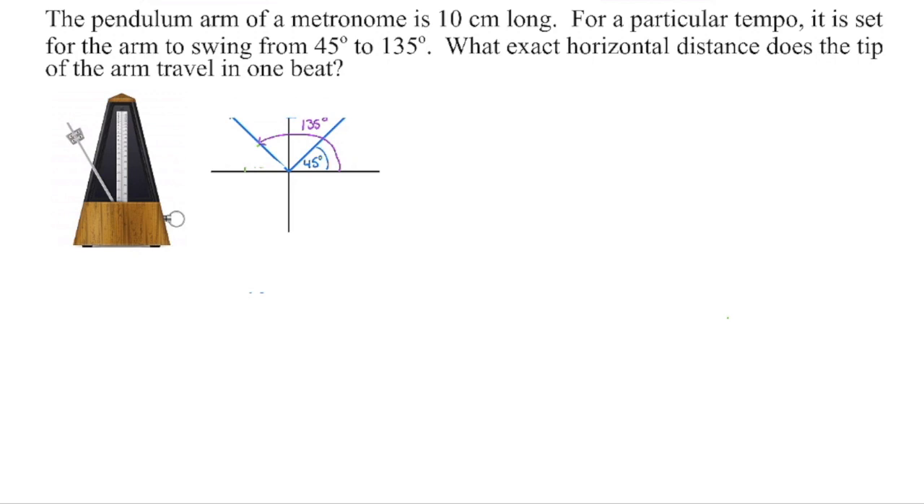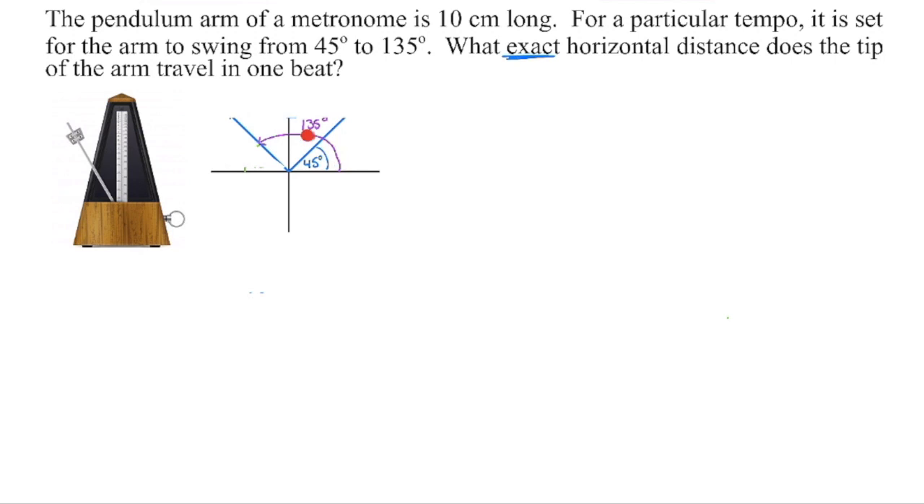It is swinging from 45 degrees to 135 degrees, and we are looking for the exact horizontal distance that the tip of the arm is going to travel. So I kind of sketched it out here. So let's say it's going from 45 degrees, that's where it starts, and then it's swinging over to 135 degrees. Now we're looking for the horizontal distance it's going to travel.